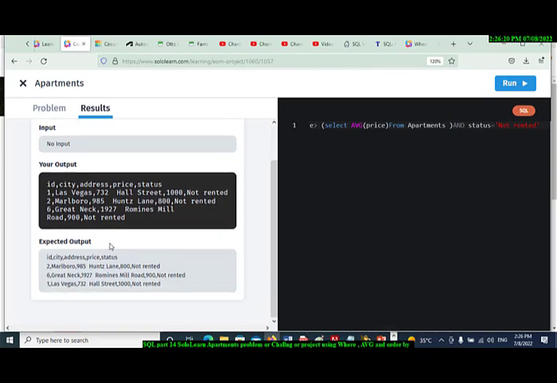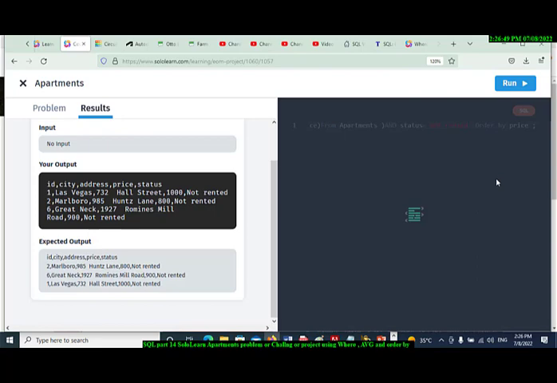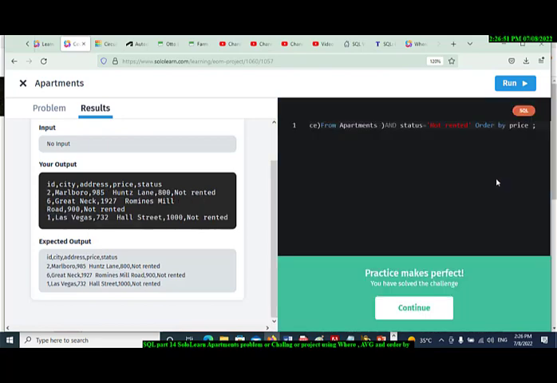Here, the outputs: ID, city, address, price, status. But we expected, because we have ORDER BY, ORDER BY price, then semicolon, run. It's working now.